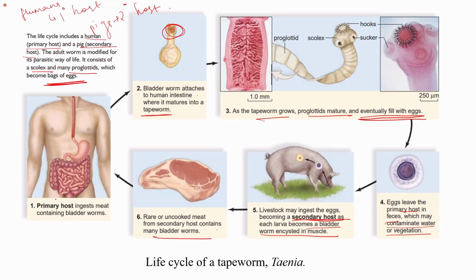Therefore, whenever we are eating meat, it is very important that it should be cooked properly. Otherwise, there are chances that it might contain the larva of these worms that may infect the humans. This is the life cycle of the tapeworm, in which the primary host is humans while the secondary host is pigs. So you need to remember Taenia solium, which is a tapeworm.